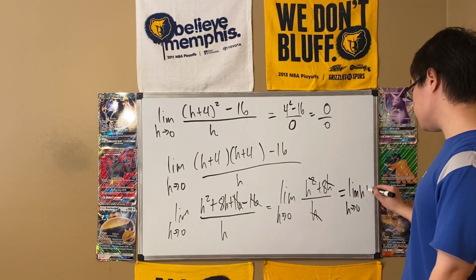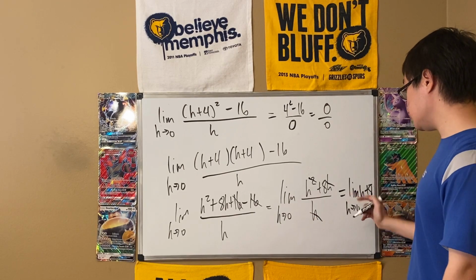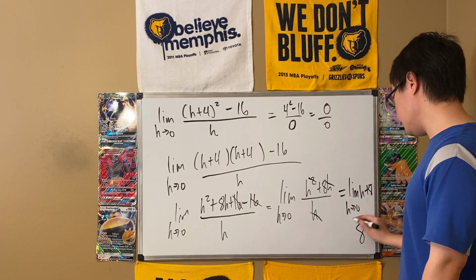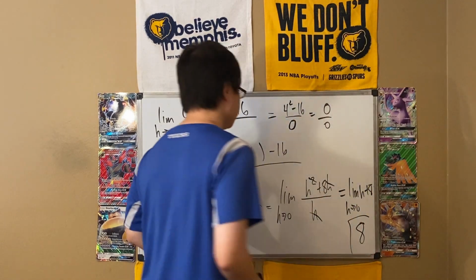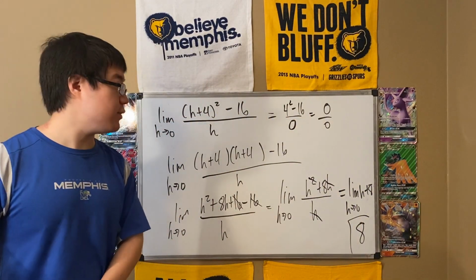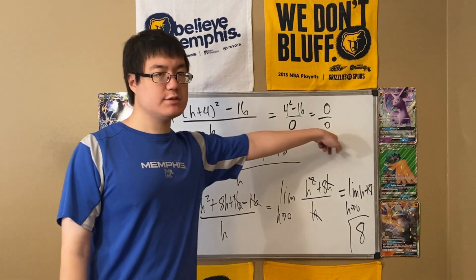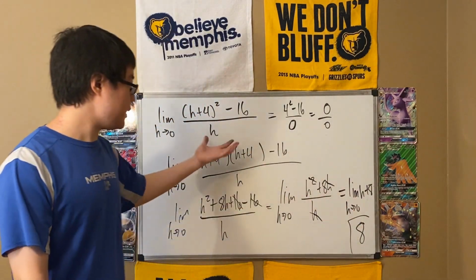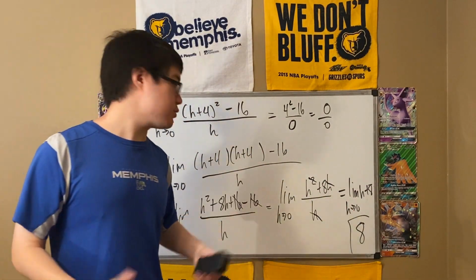Hopefully you can read this, h plus 8. So when you plug in 0, looks like we're going to get a final answer. We can write in the corner of just 8. So again, it's the same process that we did in the previous case. We got 0 over 0, but instead of factoring, we expanded. Expanding brought us great results.